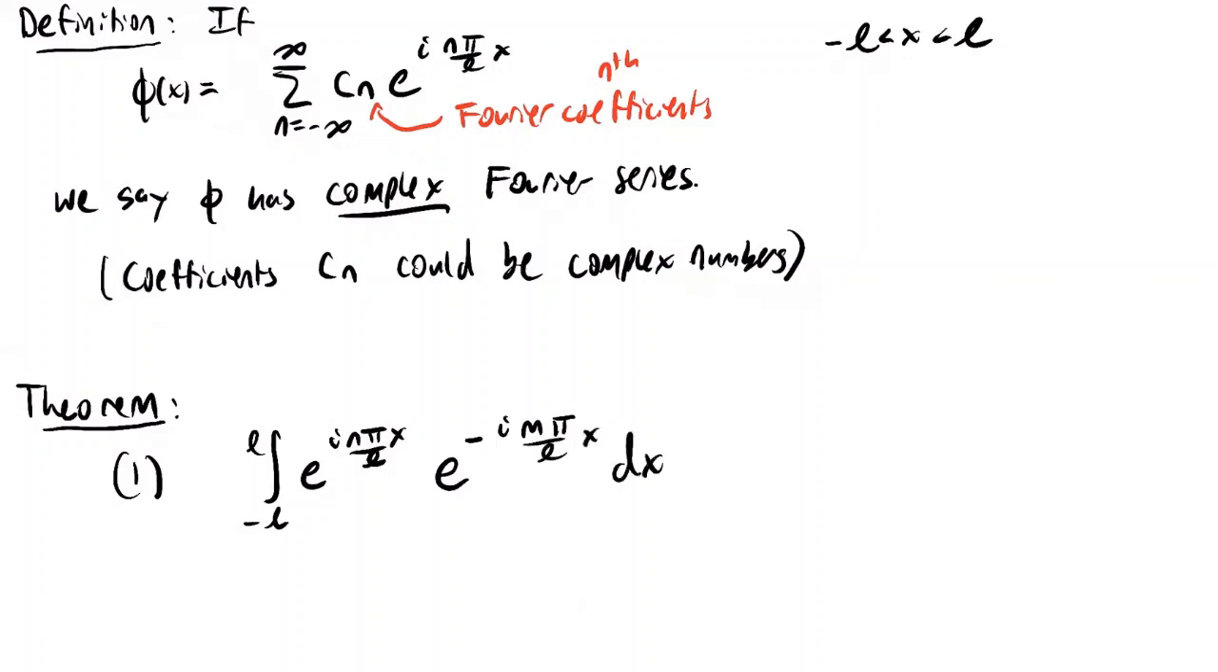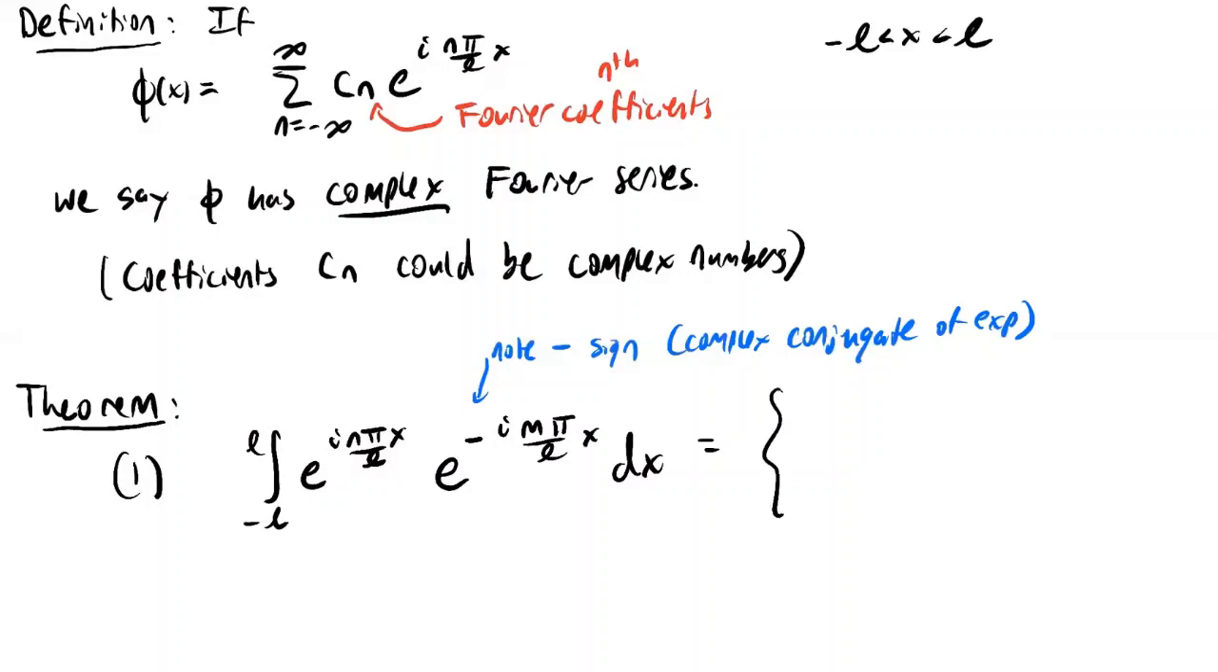This is sometimes called the complex conjugate. So note the minus sign. This is sometimes called the complex conjugate of the exponential. If I look at this integral, I have an orthogonality property, meaning it's equal to 2L if m is equal to n and 0 otherwise. So this is the first property. And this will allow you, following arguments very similar to what we did with the sine and cosine Fourier series, once you have this notion of orthogonality, to find a formula for the coefficients.